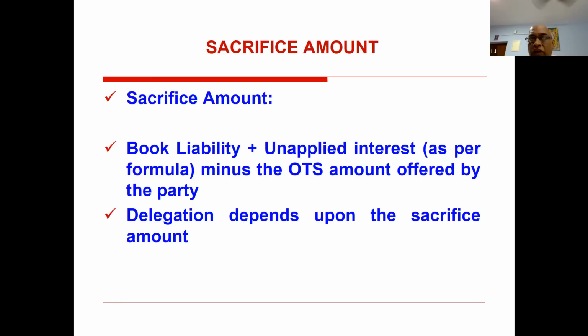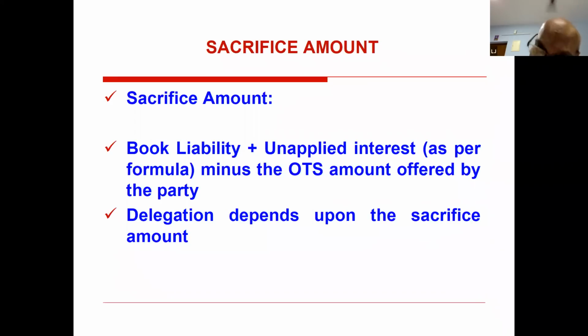What is the formula for sacrifice amount? Book liability plus unapplied interest as per the formula. I told you how to calculate the unapplied interest for substandard non-decreed, substandard decreed. Similarly, for doubtful non-decreed, doubtful decreed, loss non-decreed, loss decreed. So you calculated the unapplied interest and you have the book liability. Both added together, we say he has to give at least that much money as per the OTS formula.